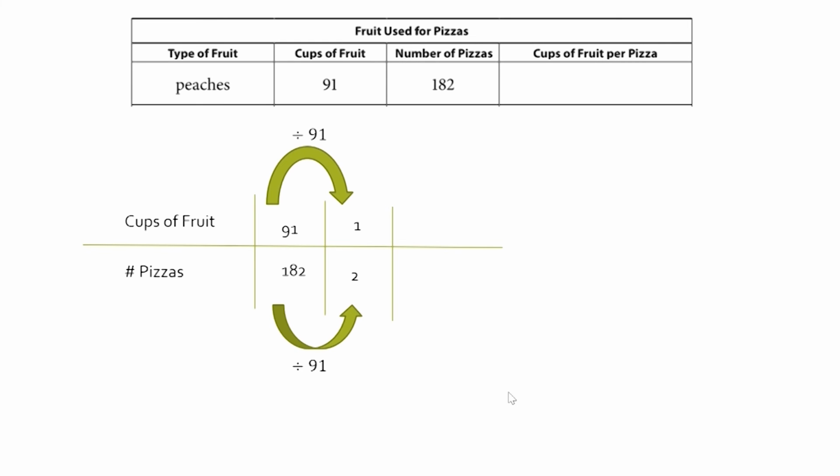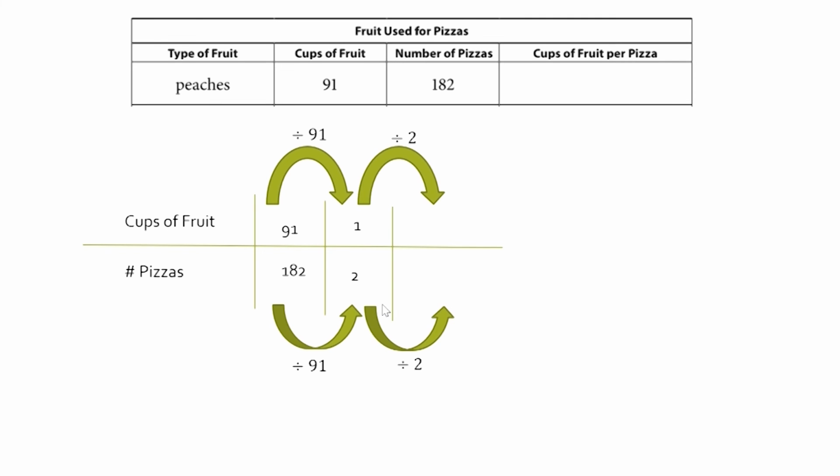I'm done, right? Oh, wait a minute. I'm not done. I don't need 1 cup of fruit. I need to know how much for one pizza. I gotta get down to 1 on the pizzas. Okay, so 2 divided by what gives me 1? 2 divided by 2. But on a ratio table, whatever I do to the bottom, I have to do to the top. So now I have to do 1 divided by 2.